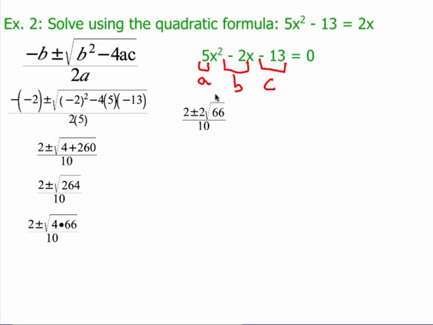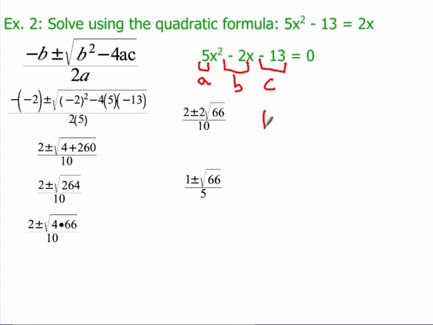Now I notice I've got 2, 2, and 10, which means that this fraction can be reduced because these are all divisible by 2. 2 divided by 2 is 1. 2 times the square root of 66 divided by 2 is just the square root of 66. And 10 divided by 2 is 5. So my answer is just this, 1 plus or minus the square root of 66 over 5.